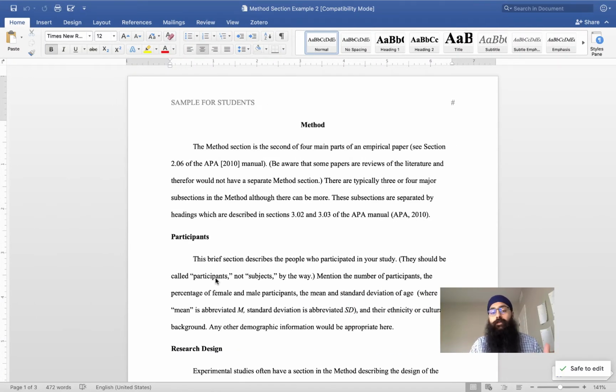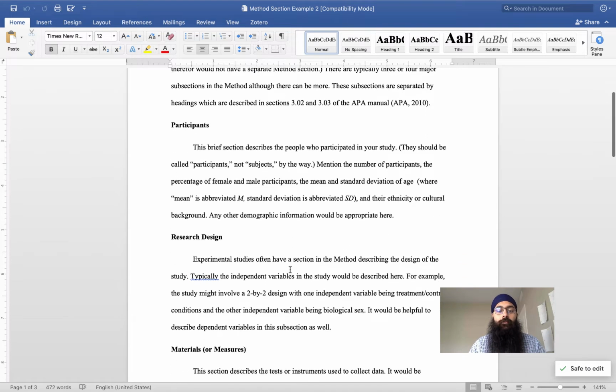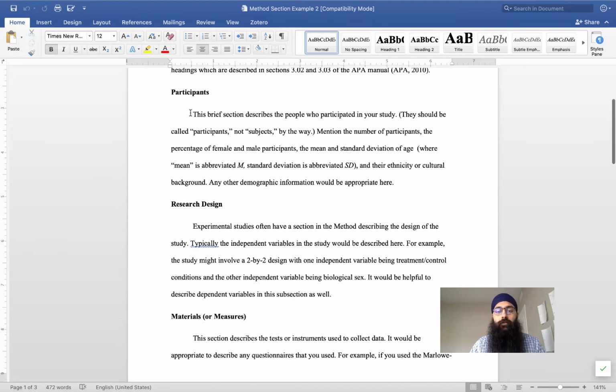So let's look at a method section. This is just an example of a method section, and sometimes there are paragraphs before the participant section. You don't necessarily need to have one. The participant section is over here, and it describes the people who participate in your study. They are participants, not subjects, and you should mention the number of participants, the percentage of female and male, the mean and standard deviation of age, as well as ethnicity or any other demographic information that you collect.